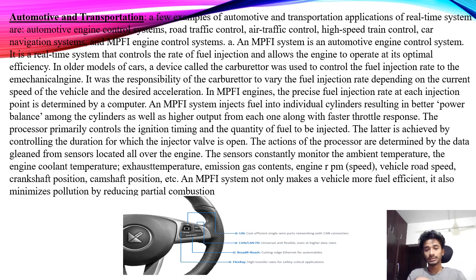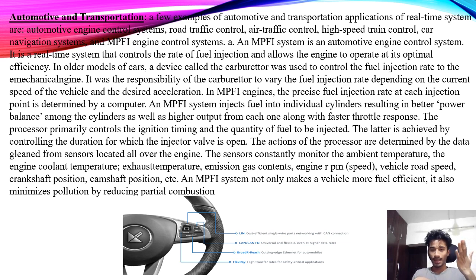In MPFI engines, the precise fuel injection rate at each injection point is determined by a computer. An MPFI system injects fuel into individual cylinders, resulting in better power balance among the cylinders as well as higher output from each one, along with faster throttle response. The processor primarily controls the ignition timing and the quantity of fuel to be injected. The latter is achieved by controlling the duration for which the injector valve is open.